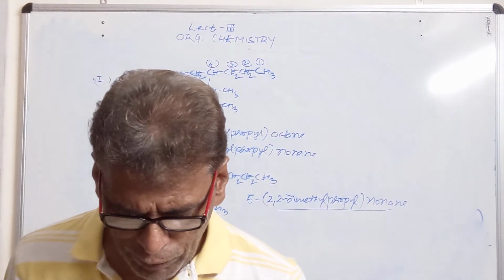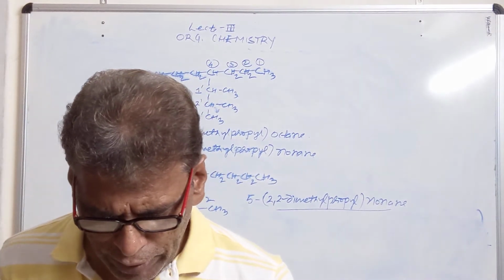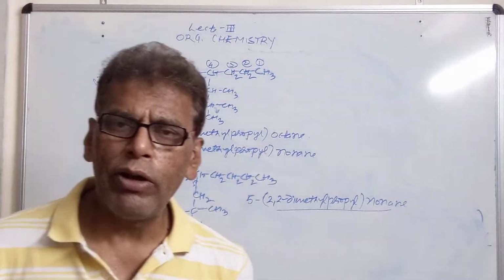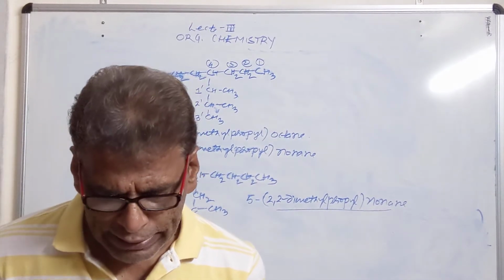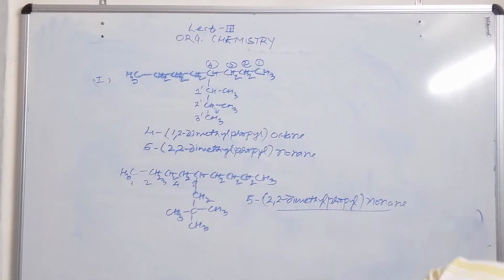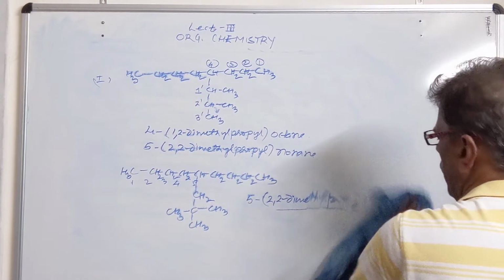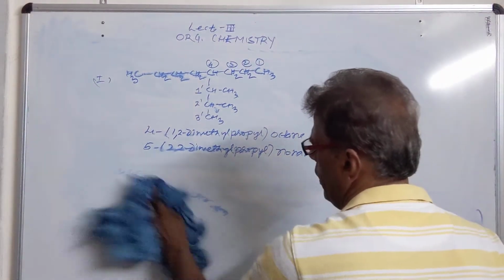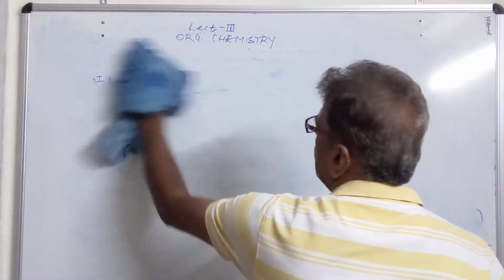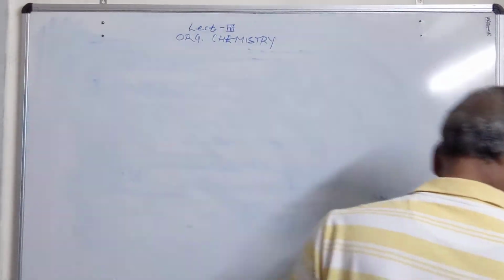Then we have a few more names: 5-(1,2-dimethyl propyl), 5-(2-methyl propyl) nonane. So in this case we have two branched alkyl groups. If you are given the name and you have to write the structure, you should also practice that.